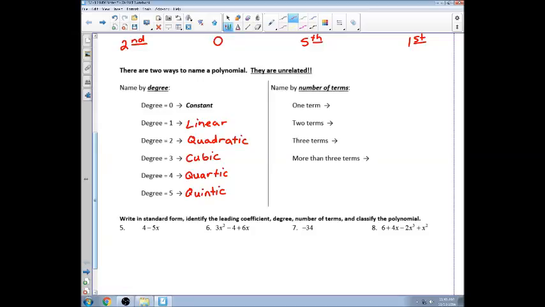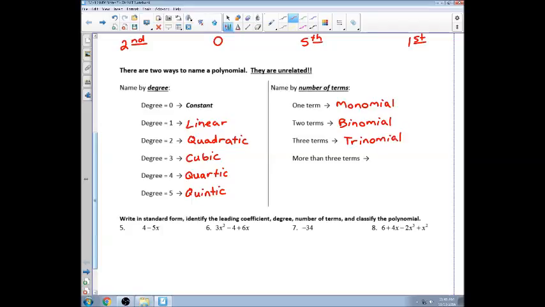On to naming by the number of terms. 1 term would be a monomial. If you have mono, you have to be by yourself. 1 person, mono. Okay. 2 terms would be a binomial. Think about a bicycle. Bi being 2 wheels. Binomial, 2 terms. 3 terms would be a trinomial. Tricycle, 3 wheels. 3 terms.